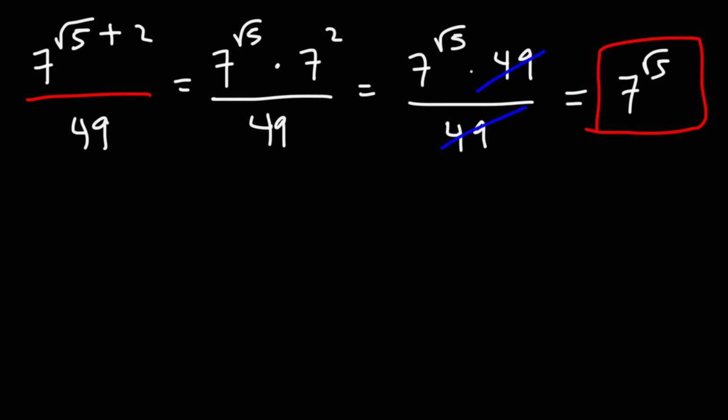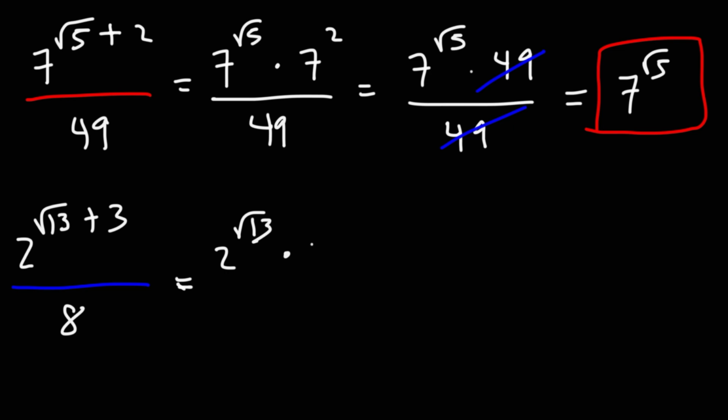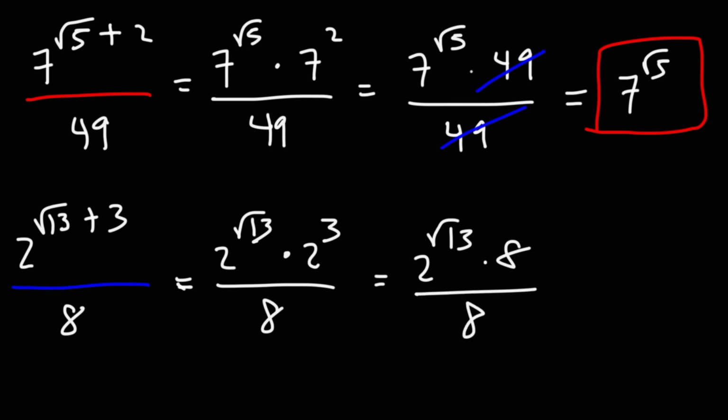Here's a similar problem that you could try. Let's say we have 2 to the square root 13 plus 3 divided by 8. Go ahead and take a minute, pause the video, try that problem. So let's expand the term on top. So this is 2 to the square root 13 times 2 to the third power divided by 8. And 2 to the third, that's 2 times 2 times 2. You're multiplying 3 2's, which is 8. So now we could cancel the 8's, and that's just going to give us 2 to the square root 13.